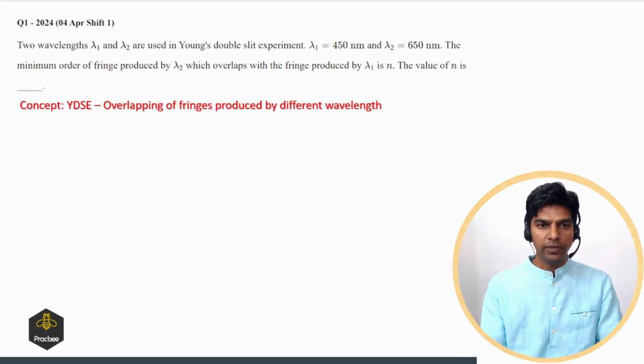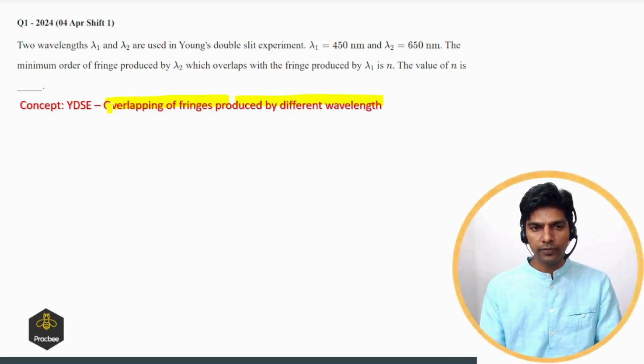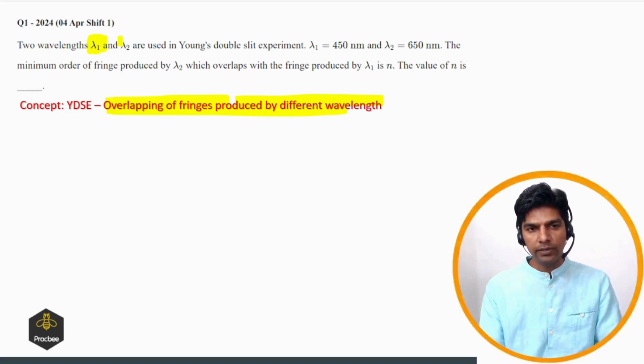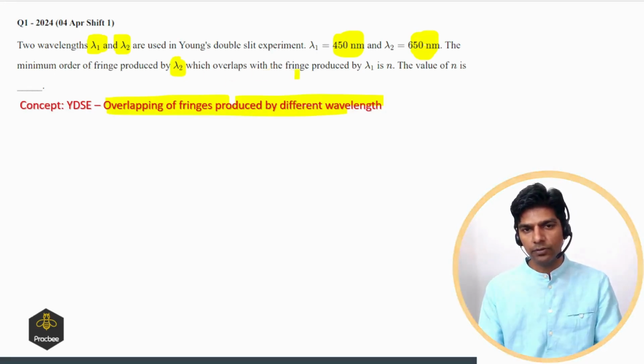Now the next problem type is based on the overlapping of fringes produced by different wavelengths. Now let us see the question. Two wavelengths lambda 1 and lambda 2 are used in YDSE. Lambda 1 is given as 450 nanometers, lambda 2 is 650 nanometers. The minimum order of the fringe produced by lambda 2 which overlaps with a fringe produced by lambda 1 is n. The value of n is.